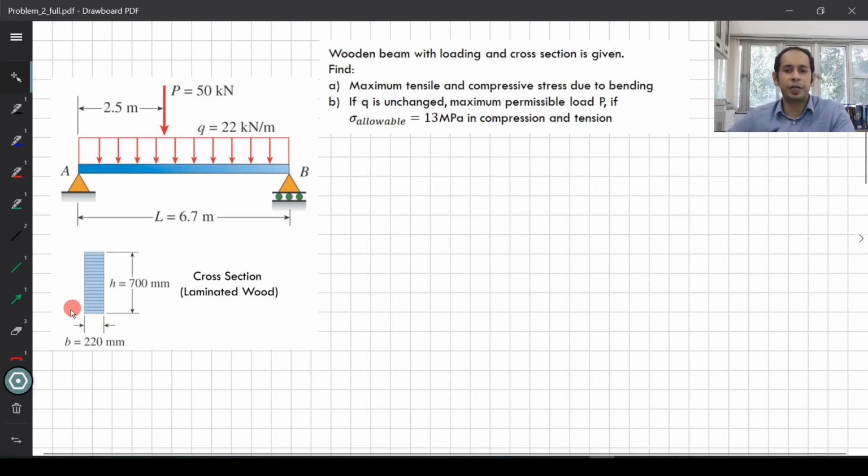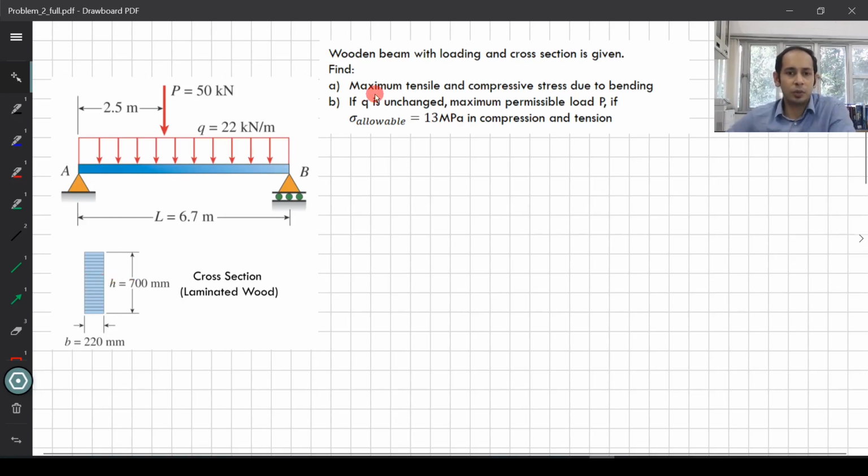It is 220 mm wide and 700 mm thick, and it's a rectangular cross section, unlike the previous T section we were looking at. So calculating the moment of inertia and the centroid is pretty simple. The centroid will be exactly at the center, at a height of 350 and at a distance in between of 110 over here, right?